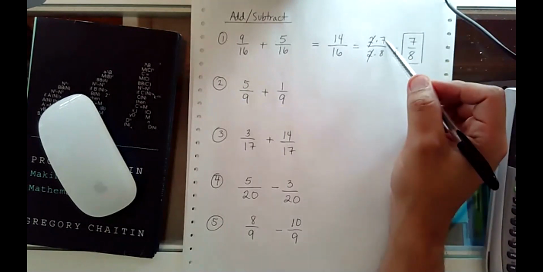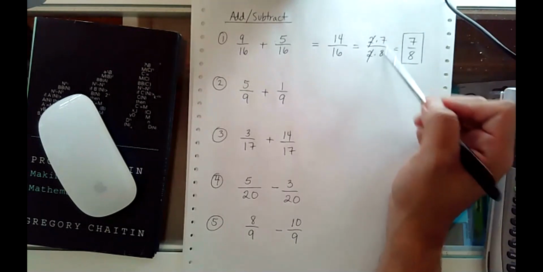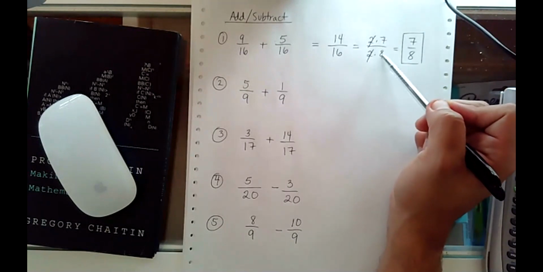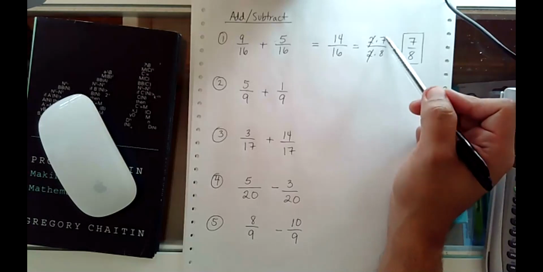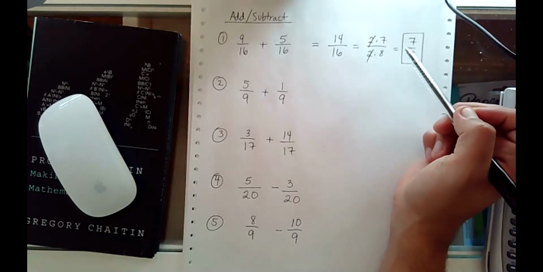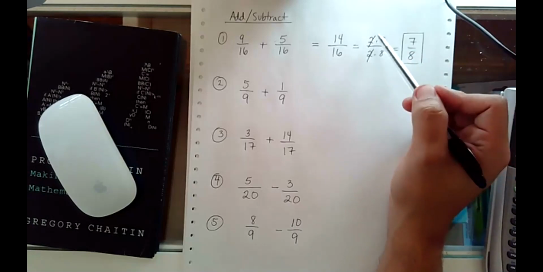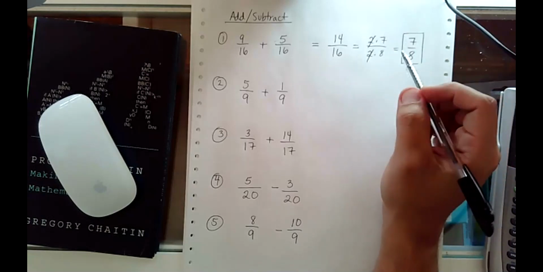Now I can stop here and say that this is 7/8, and the reason why I can stop here and don't have to break down the 8 is because I know that 7 is prime, and it's not going to have any common factors with 8. So we would say that these are mutually prime, and that's when you know you can stop as far as the simplifying process or factorization process.